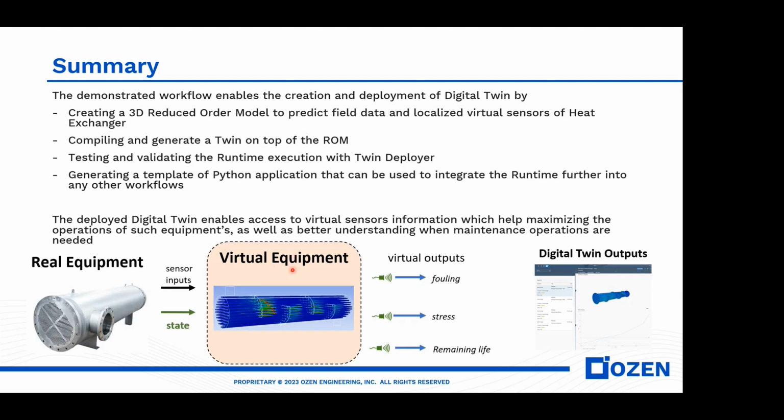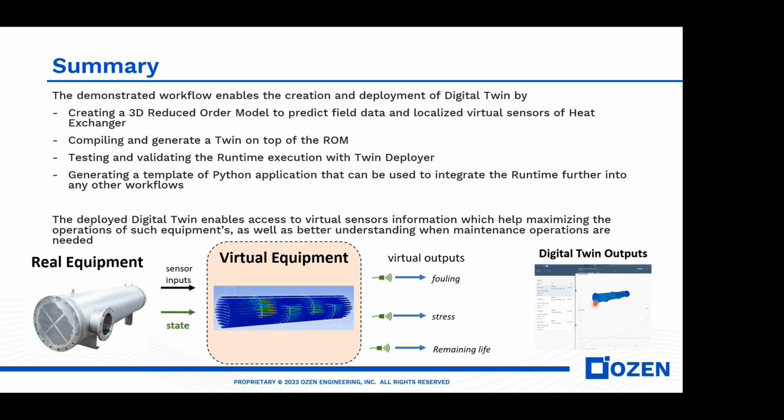Going into the virtual equipment, which is our simulation model or reduced order model. In this simulation, we can create virtual sensors for fouling, stress, remaining life. You can create the reduced order model, which gives an output for these values, and we can deploy the digital twin the way we want it. We can create simple twin models and export them. We can create web pages, or we can design our own GUI.